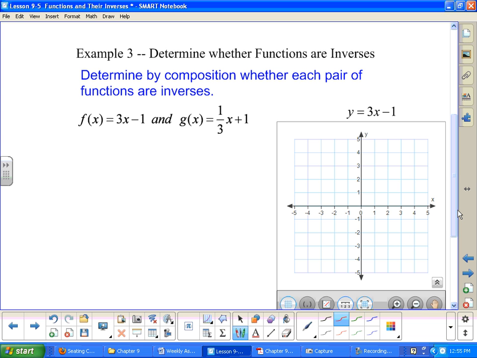So we have f of x equals 3x minus 1, g of x equals 1/3 x plus 1. So we're going to do composition. We're going to do f of g of x. And if they are inverses, when I'm done, it will equal x. That's if they are inverses. When I'm done, it's going to equal x. So f of g of x, I'm going to replace this x here with an f of x with 1/3 x plus 1.